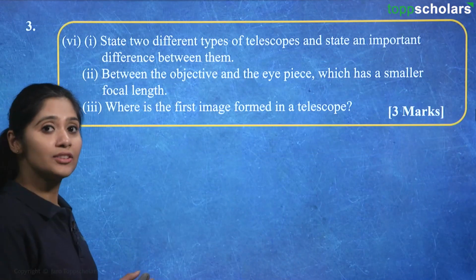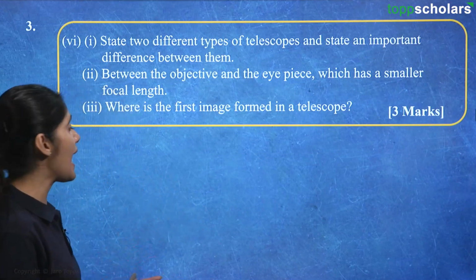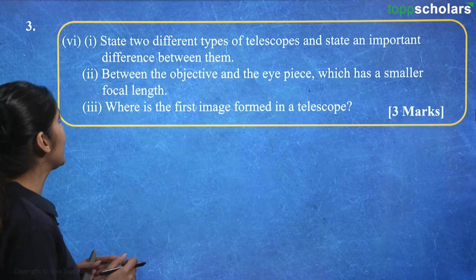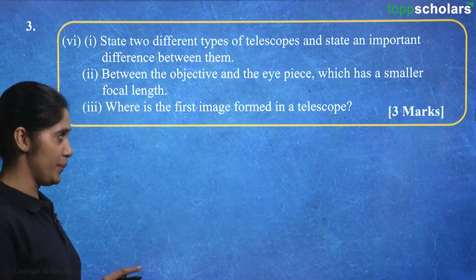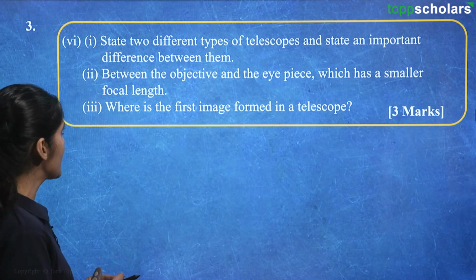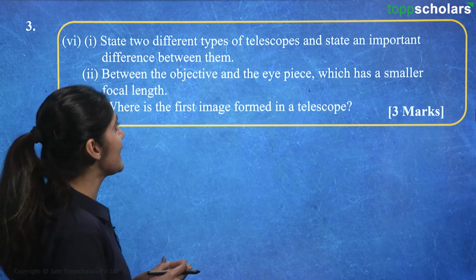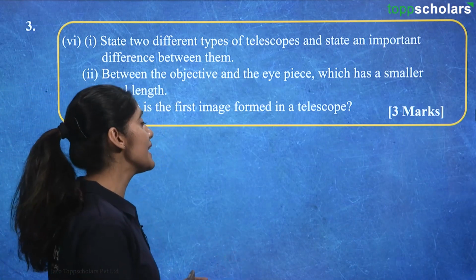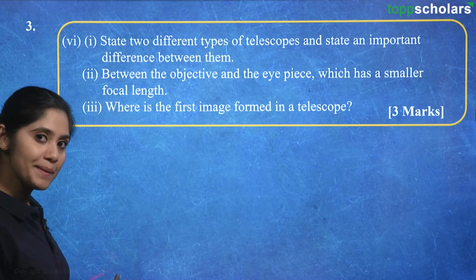So this is a 3-mark question which also has 3 parts in it. So we can say each question carries 1 mark. Let's see the first question. State 2 different types of telescopes and state an important difference between them.